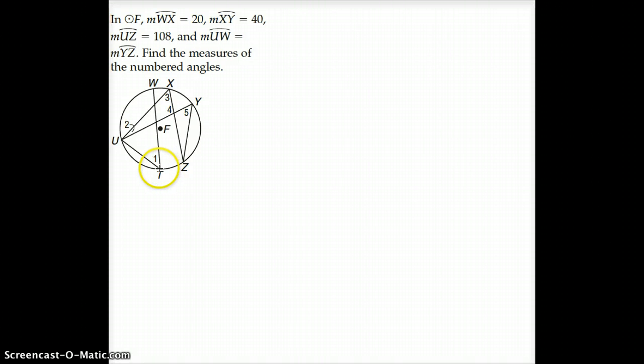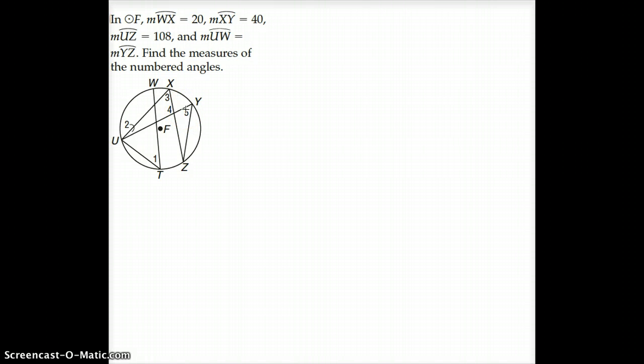And what we learned was that the measure of an inscribed angle is always going to be half of the arc that it intercepts. So here we can see angle 1 is an inscribed angle, angle 2 is an inscribed angle, angle 3 is an inscribed angle, angle 4 is something different, we'll get to that. Angle 5 is also an inscribed angle.